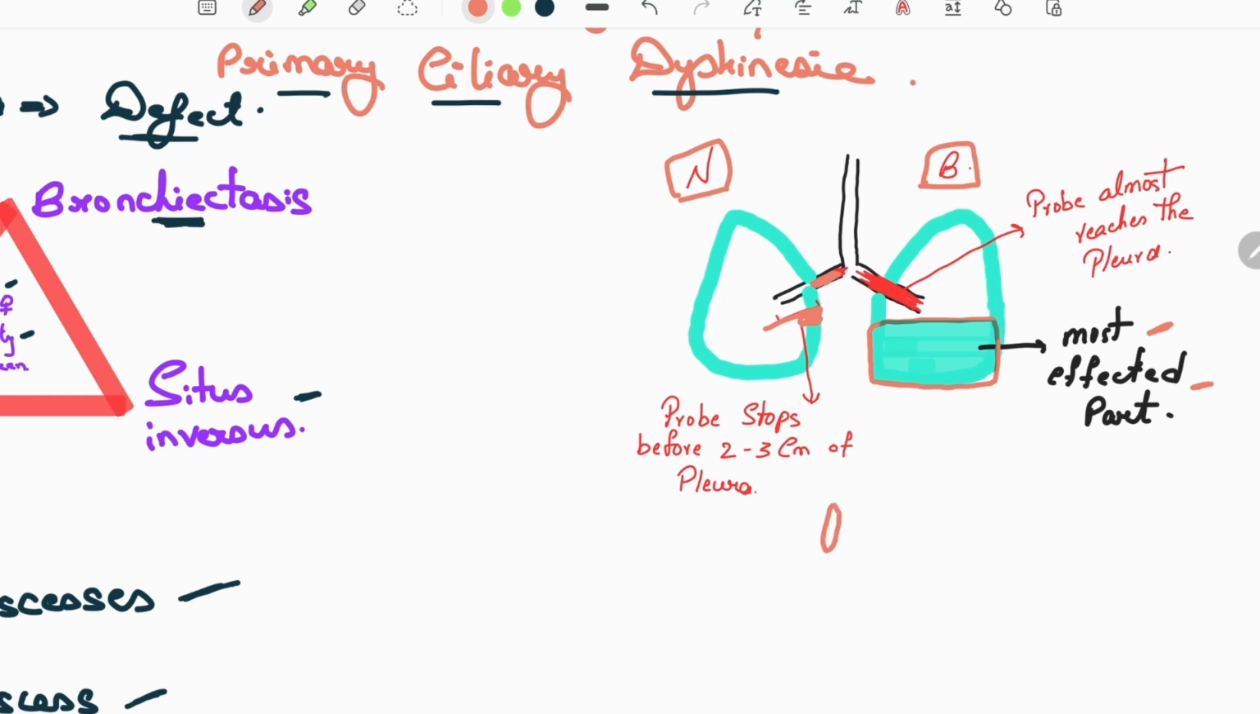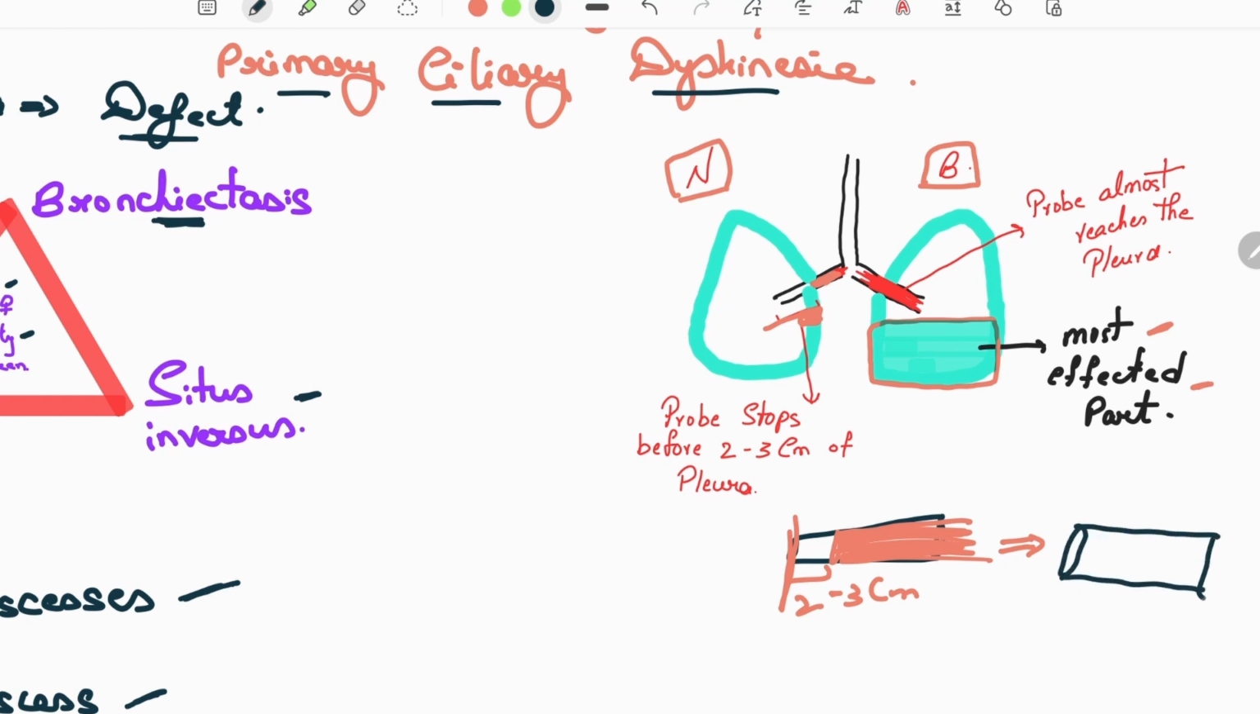For example, this is the trachea, the trachea is like this, and this is the probe. So the probe is not able to move up to the pleura. It stops 2 to 3 centimeters before reaching the pleura. Okay, so this is the flow. And now there is dilatation, the trachea is getting dilated.